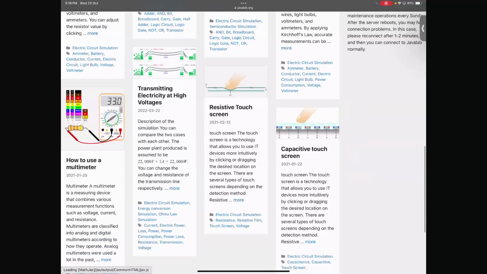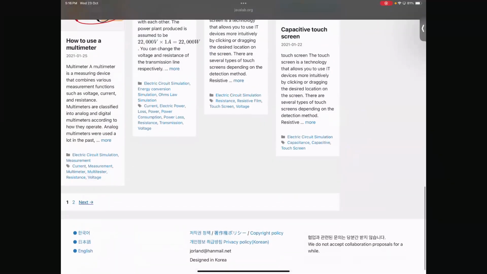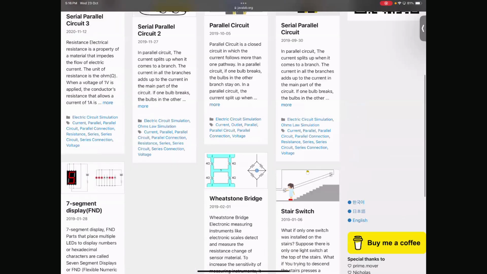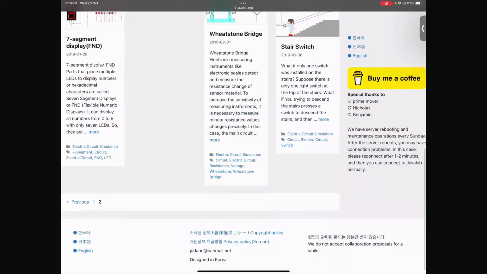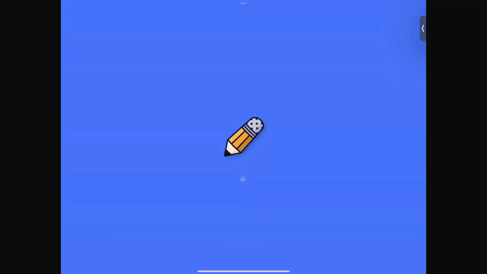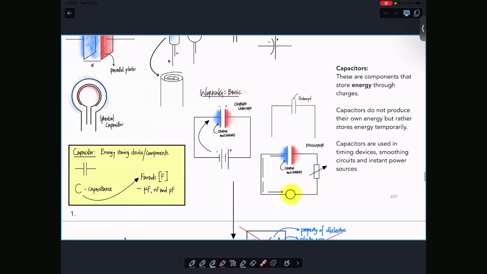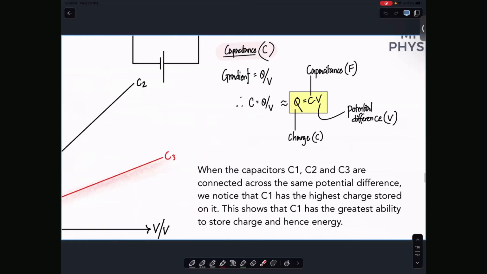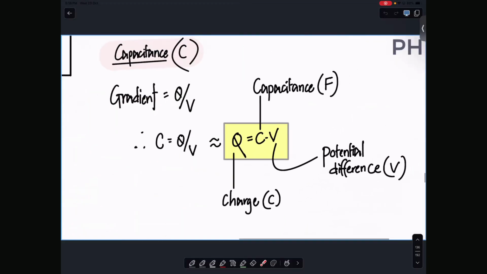Right. So that's the introduction to capacitors. Now, what's the formula for a capacitor? So let's see that. What's an equation for your capacitors? The equation for capacitors, there are three of them that you need to know. The first one is this one. It's the most important one. Q equals CV, or C equals Q by V.